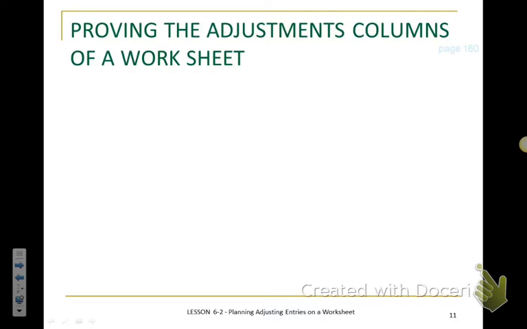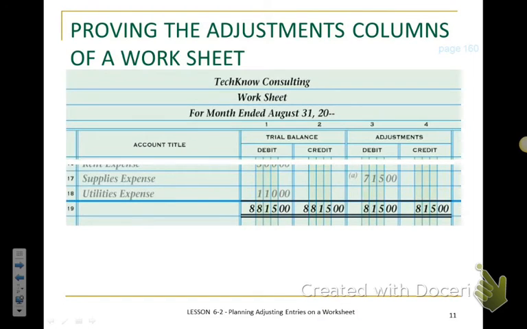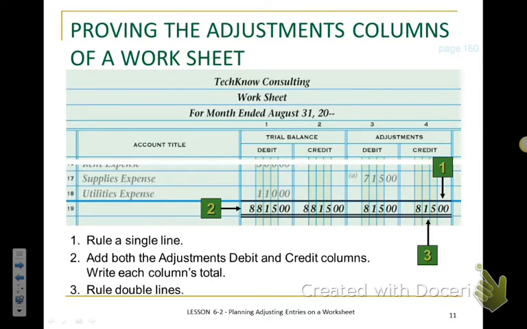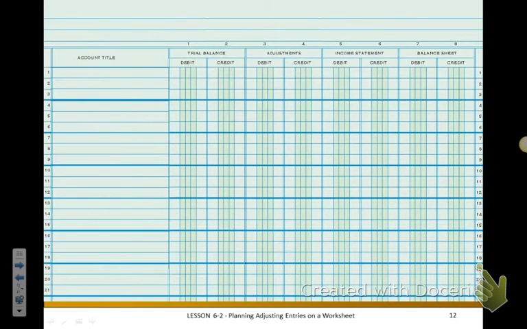Okay, so we're going to prove our adjustments column by bringing the information down. So we'll bring our debits down and our credits down, and again, same thing. Our debit balances and our credit balances should equal each other, and then we would double rule. So you'll rule the single line, you'll total them, and then you'll do the double line after they equal.